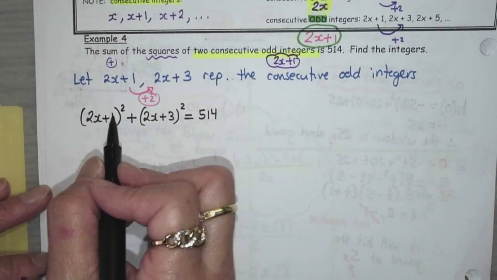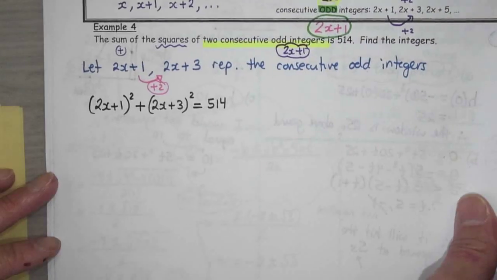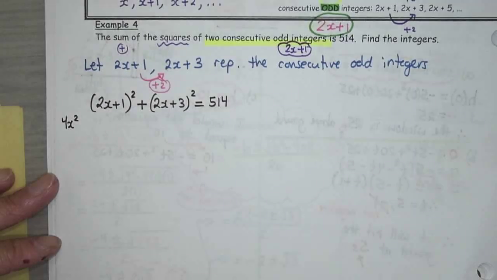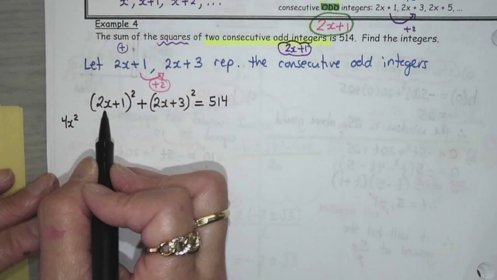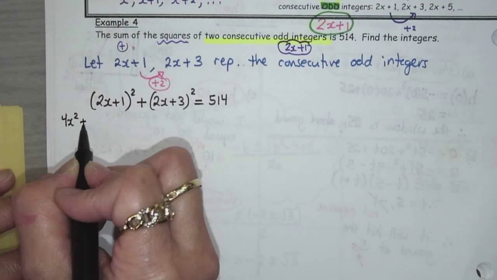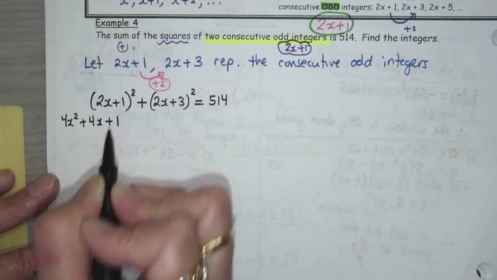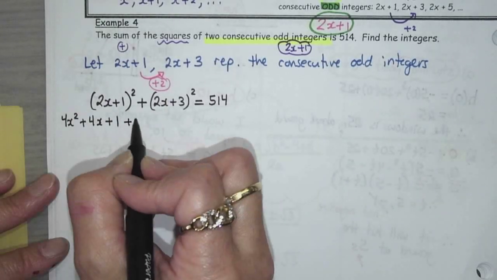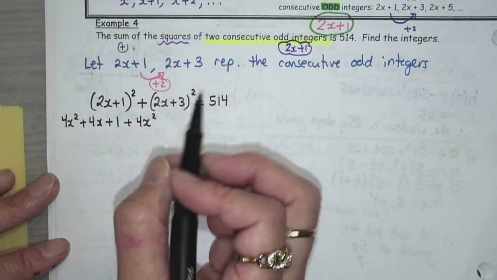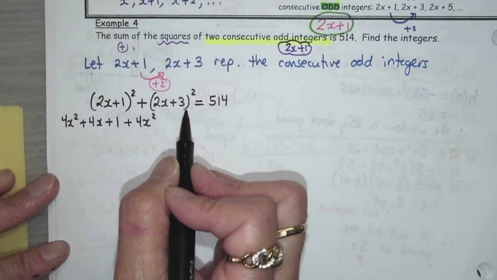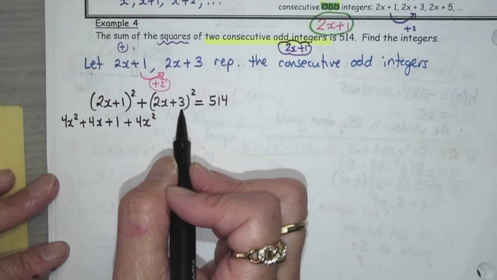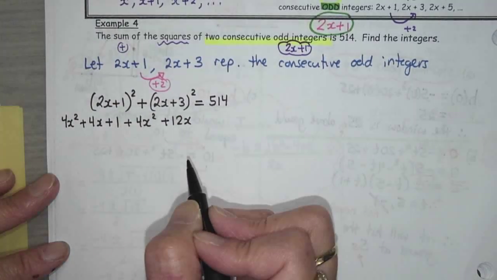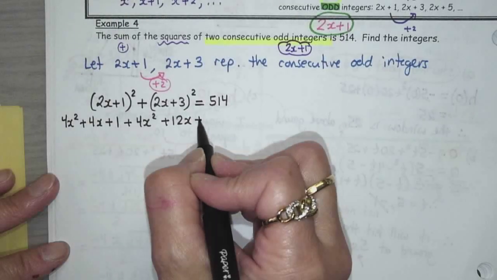So how do I square this? It's a binomial squared. Right, binomial squared means I'm going to get 4x squared. What's the middle term? 4x. Good. Never forget that. Plus 1. Then here, 2x squared is 4x squared. The middle term, 2 times 3 is 6. Twice that, 12x. Is that okay? Okay, the middle term, plus 9.